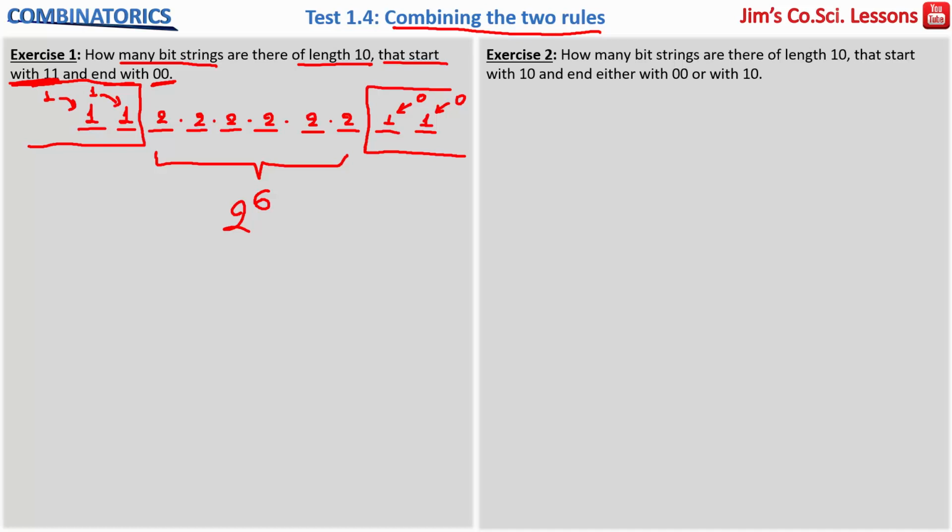You could mention that for the first positions there is just one way to do that, and for the last positions again it's just one way to do that, but usually when we multiply something by 1 we don't mention it at all. So there are 2 to the power of 6 such strings.